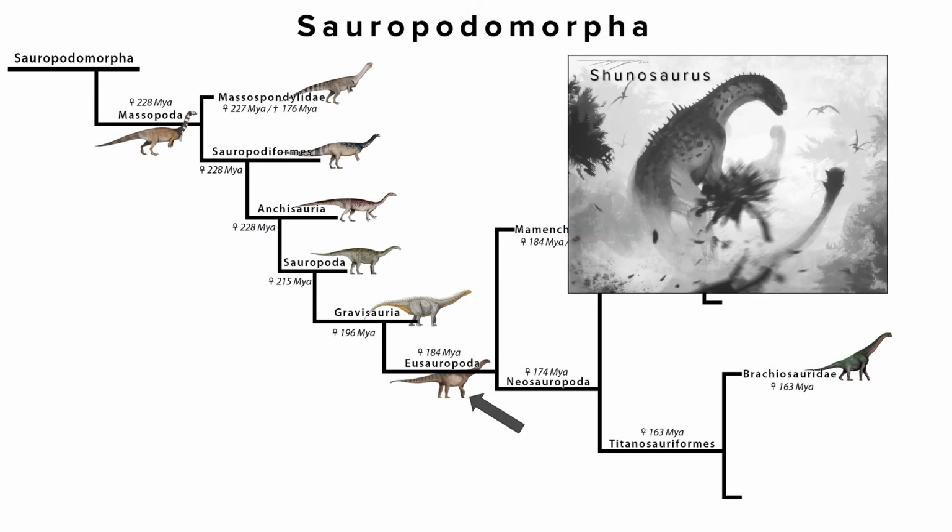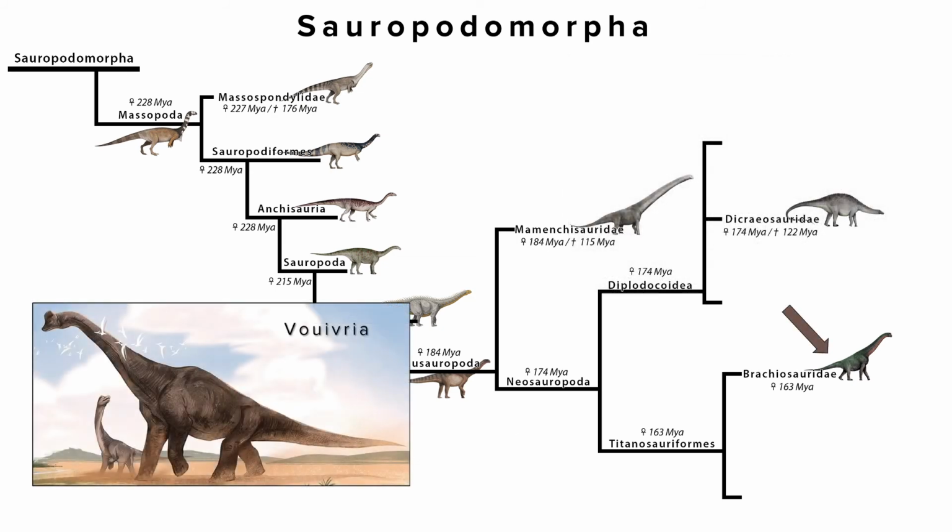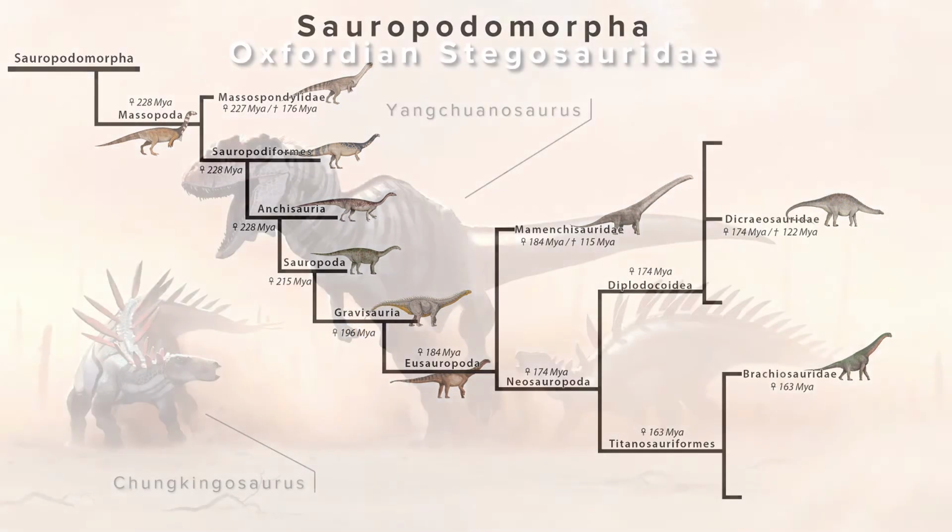So let's take a look at where those sauropods belong on the tree. Shunosaurus is here at the very base of this split into those two groups. And Brachiosaurs are here. So Brachiosaurus is actually a descendant of Vuivria. And this is where their family, part of their family tree begins. Brachiosaurs belong to the Titanosauriforms group of sauropods.